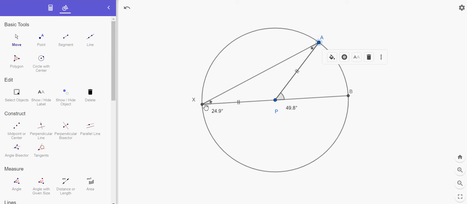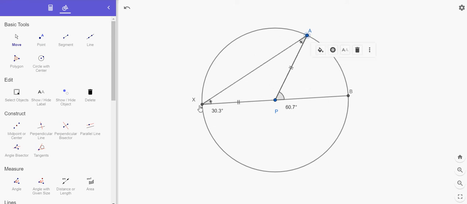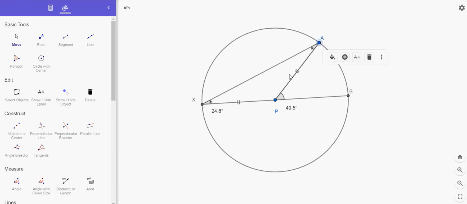This is called an inscribed angle. An inscribed angle is an angle whose vertex lies on the circle. So contrast that with a central angle. Central angle, vertex at the center; inscribed angle, vertex on the circle itself. And as it turns out, there's a really beautiful relationship between the measure of an inscribed angle and the measure of the arc that it intercepts.